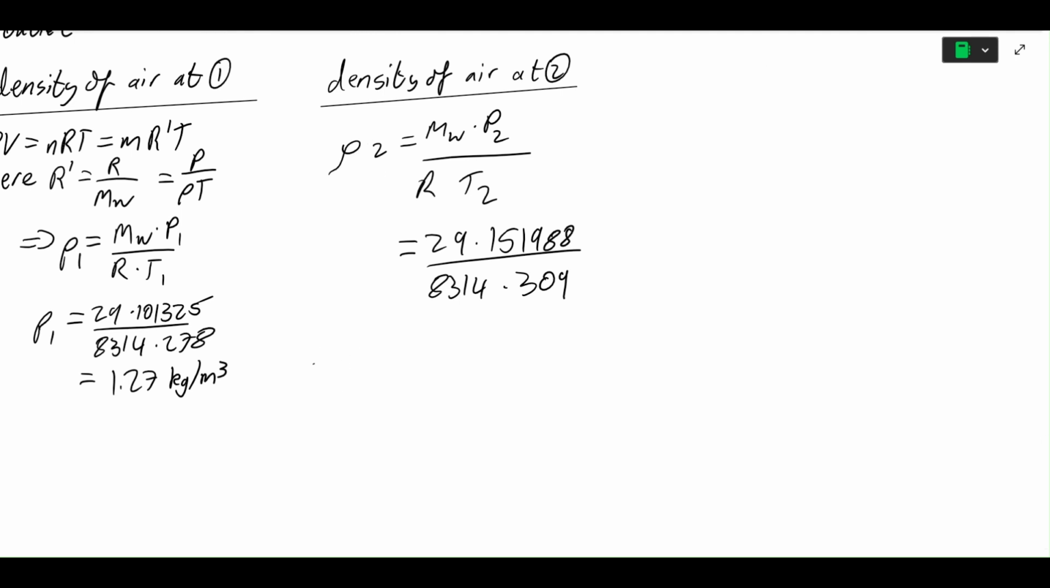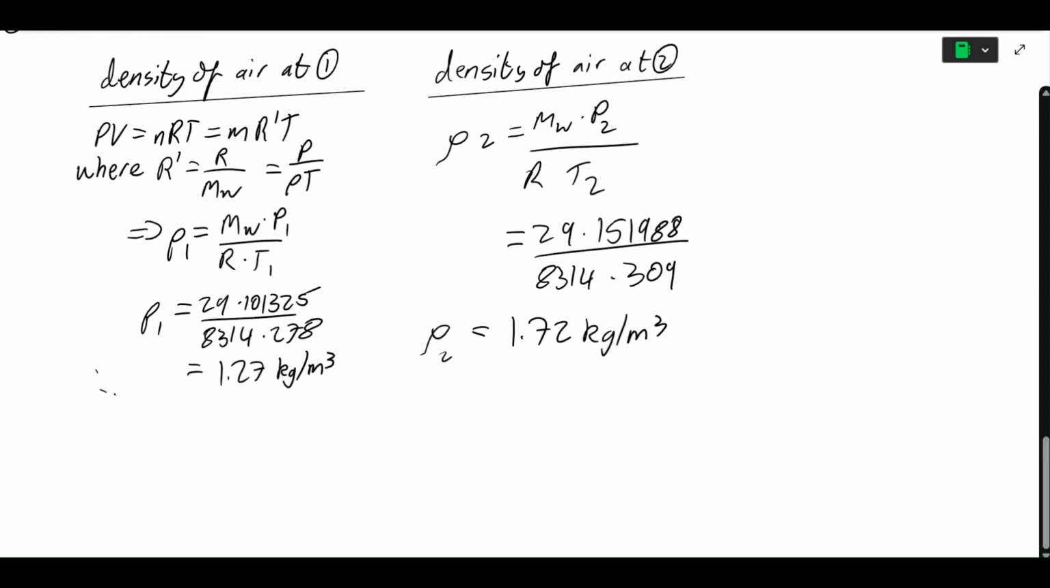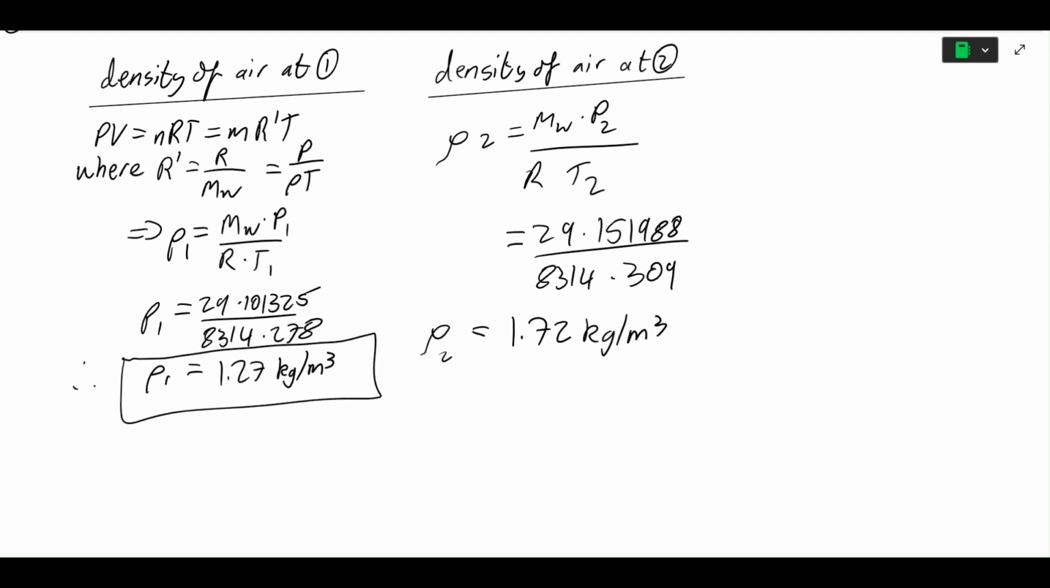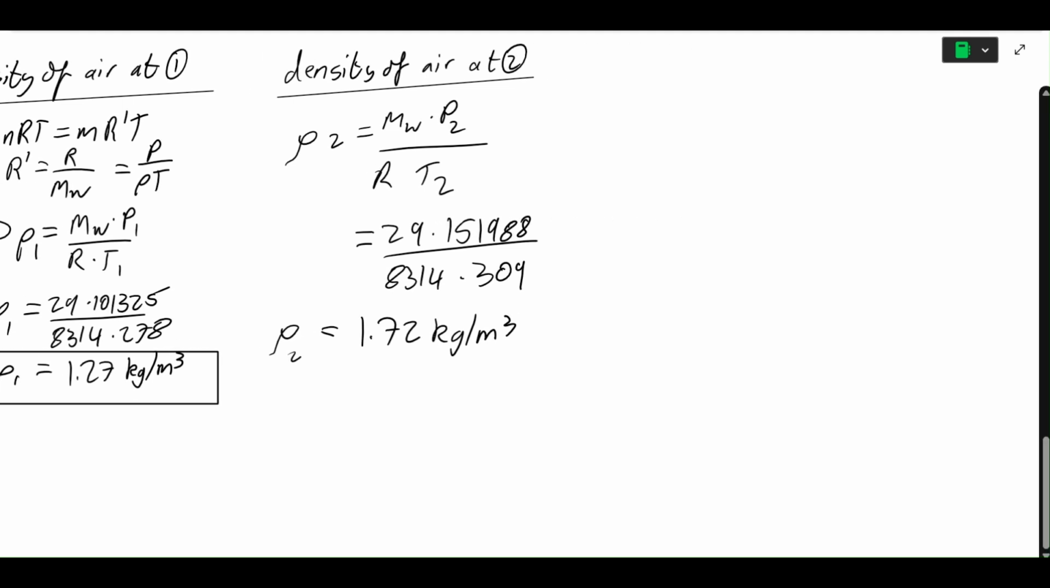I need to write my rhos better. Rho 2 is equal to 29 times 151,988 over 8314 times 309. I'm just going to round everything to 3 sig figs, by the way. 1.72 kilograms per cubic meter. Let me just make this a bit neat. It's important to be neat, guys.